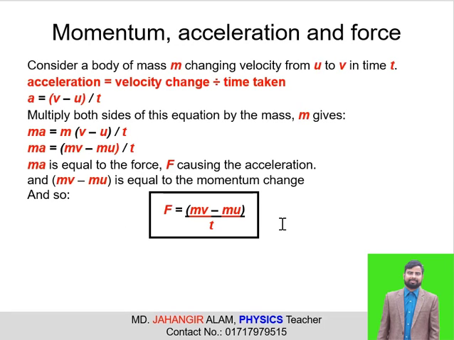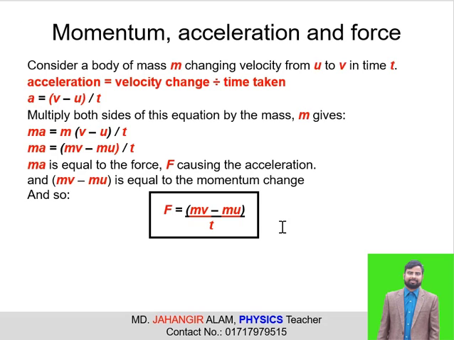Then momentum, acceleration and force. Consider a body of mass m changing its velocity from initial velocity u to final velocity v in time t. So we know acceleration equals change in velocity divided by time taken. So a equals v minus u divided by t.